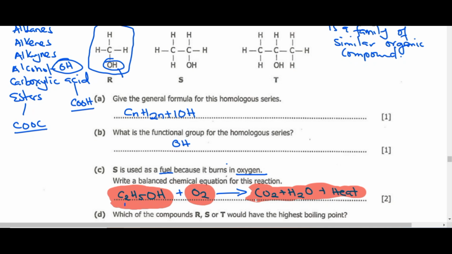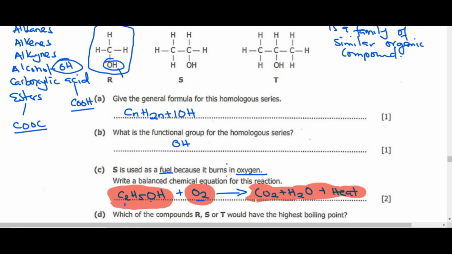And then what else? Hydrogen: we have 6 hydrogen here. And on the product side, what do we have? We have 2, so we have to have 6. Oxygen: we have 2 oxygen here and then 1 plus 2, we're going to have 3, and here we have 3. So oxygen is balanced.